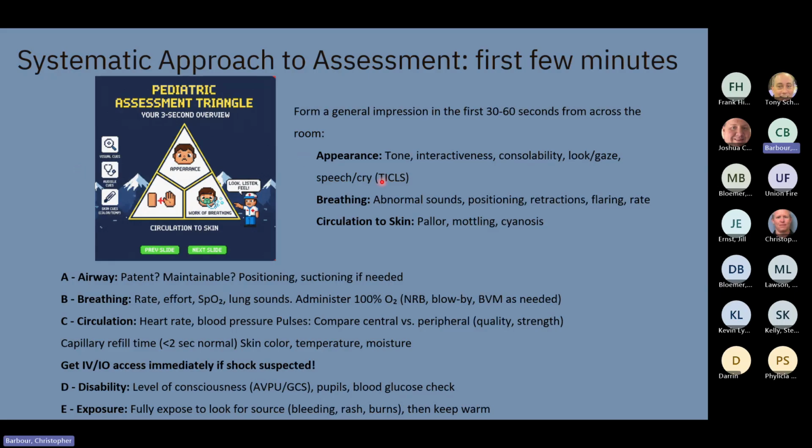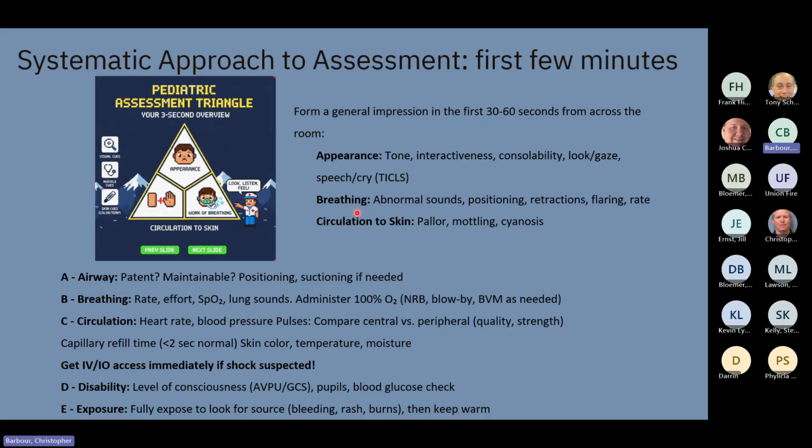And I did not know that TICKLES was an acronym until last week when I was at an ER education day. So you're going to look for tone, interactiveness, consolability, look, gaze, speech, cry. If you walk in and you see that kid who is going to be blue and limp and has some sort of abnormal sounds breathing, that's going to be a huge, I need to go right now and do something. This should only take your first 30 or 60 seconds. This shouldn't be very long.